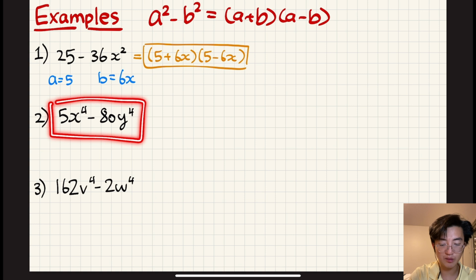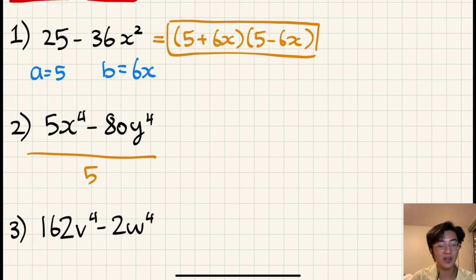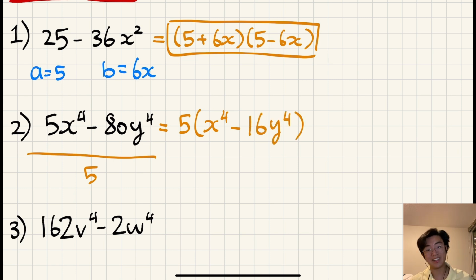So, down to the next question here, 5 and 80, they aren't exactly perfect squares. But we notice something interesting. Right, we can take out a 5. We can factor a 5 from both of them, right? So going back to what we learned about common factors, we factor out the 5, we get x to the power of 4. 80 divided by 5 is 16. And conveniently, we get something like this, where this right here, x to the power of 4, that's a perfect square.